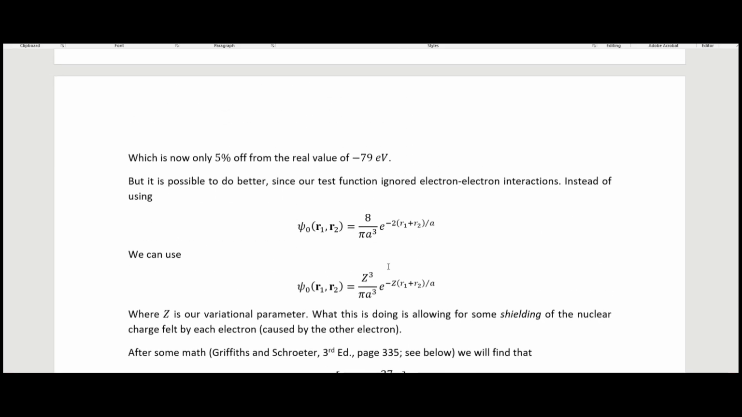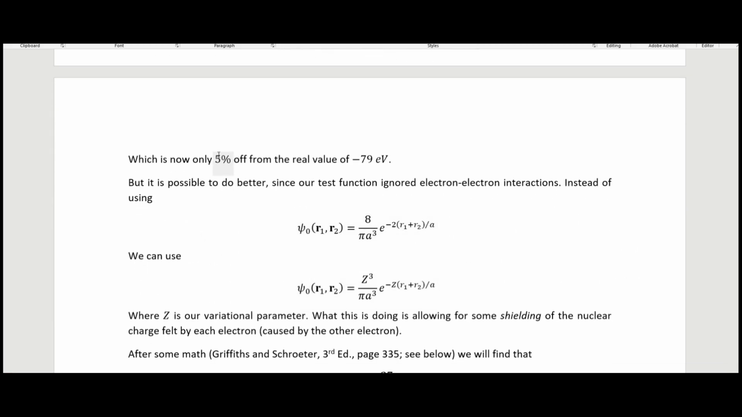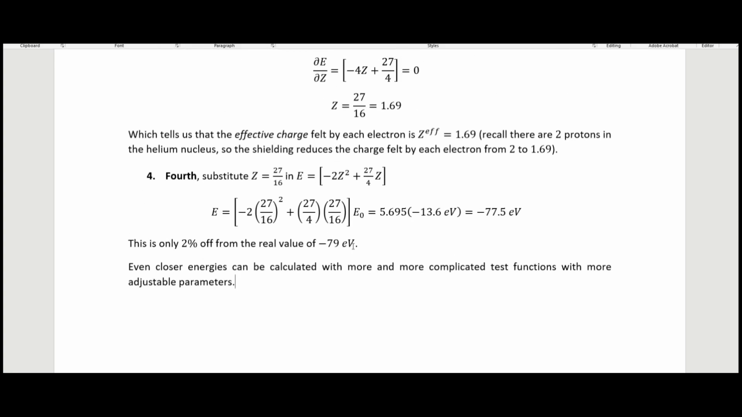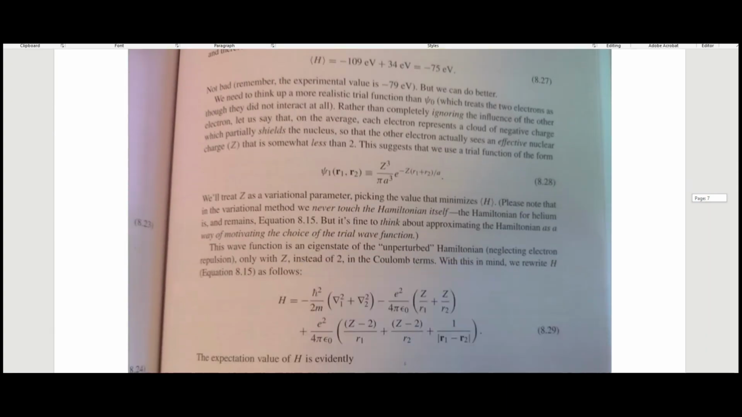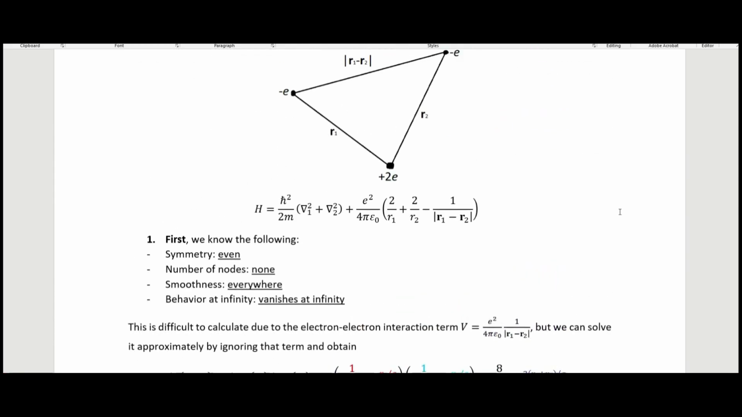Remember, when we ignored the electron-electron interactions, we got down to 5% off from our experimental value. Now doing this, we get down to 2% off from the experimental value, and we could get even closer and closer if we used more complicated test functions with even more adjustable parameters. But this is where I'm going to stop. Like I said, if you want to look at the math that I skipped over, you can look through the 4 pages that I've put into the lecture notes from the Griffiths textbook.